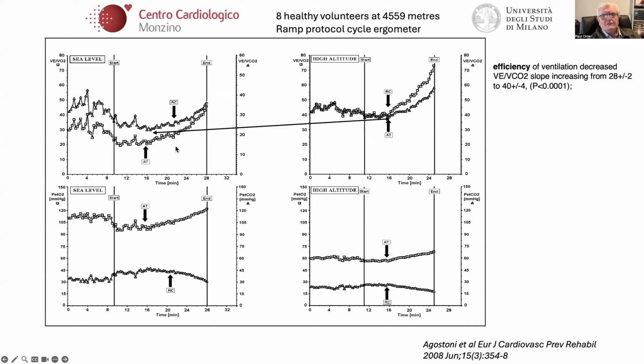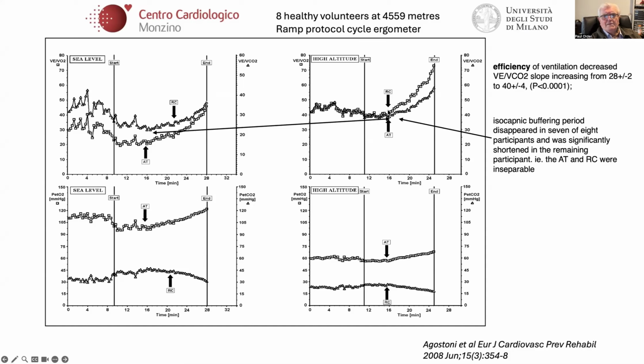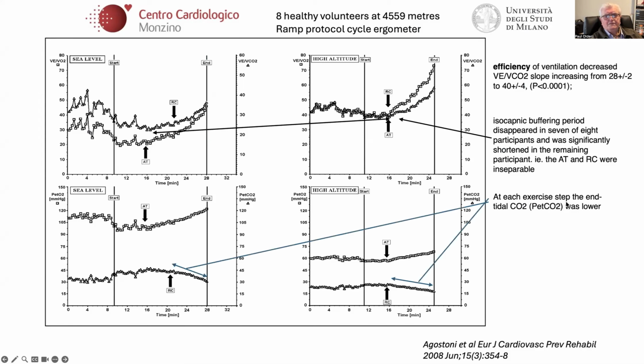Efficiency in ventilation decreased, with the VE/VCO2 slope increasing from 28-ish up to 40 or so. Isocapnic buffering has disappeared because the respiratory compensation point and the anaerobic threshold appeared to be inseparable, so there is no isocapnic buffering. At each exercise step, the end-tidal CO2 was lower. So here it's up there, whereas here it's down about there.